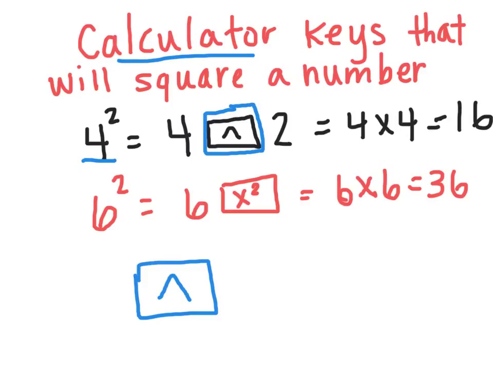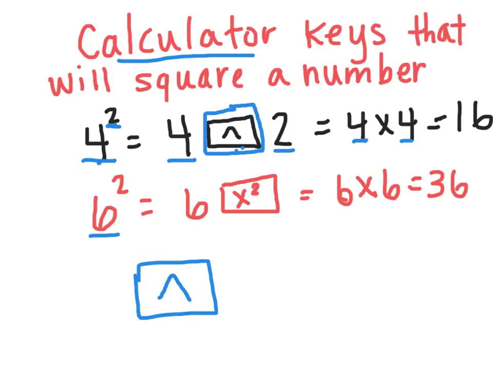So we see 4 squared, or 4 to the second power. So we take 4, and then you tell the calculator, raise it to the second power. And it does that. It takes 4 times 4, which we learned in the last slide was 4 to the second power, or 4 squared.